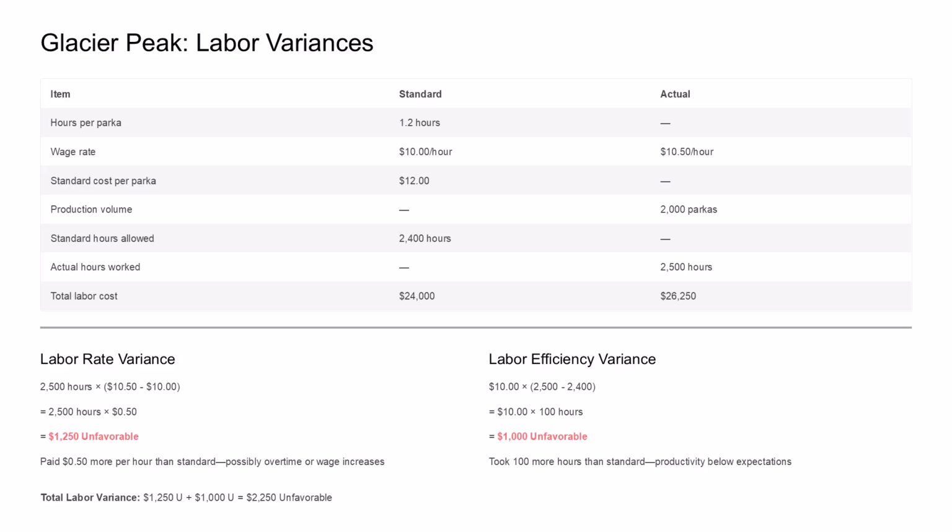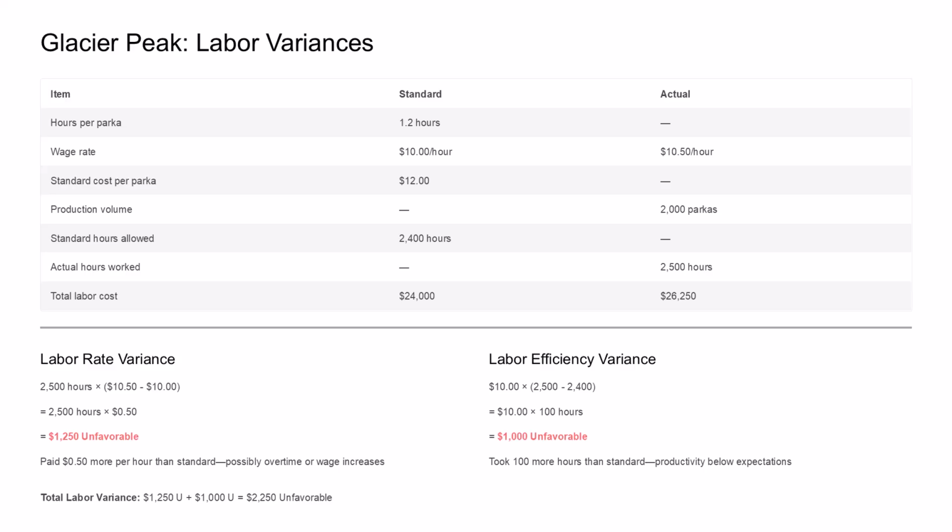Now the labor efficiency variance. Standard rate is $10 per hour. Actual hours were 2,500. Standard hours allowed were 2,400. Labor efficiency variance equals $10 times (2,500 minus 2,400), which equals $10 times 100 hours, equals $1,000 unfavorable. The team took 100 more hours than standard to produce 2,000 parkas. At a standard rate of $10 per hour, that's a $1,000 efficiency loss. Both variances are unfavorable. Total labor variance is $2,250 over budget.